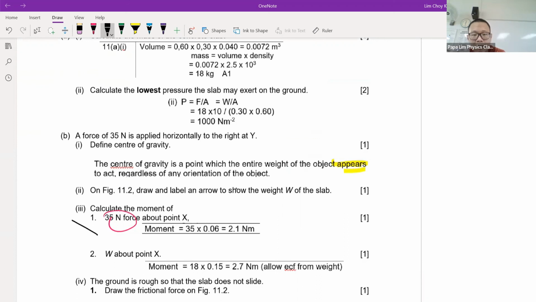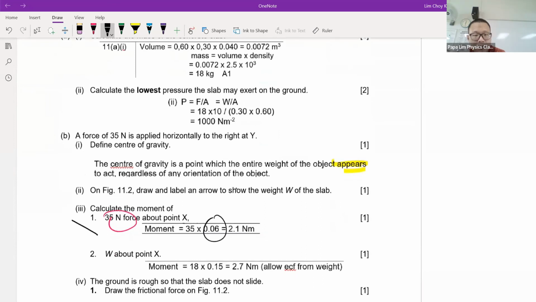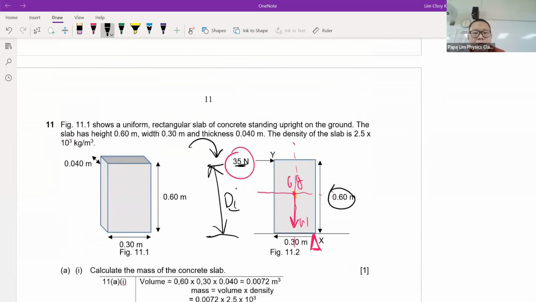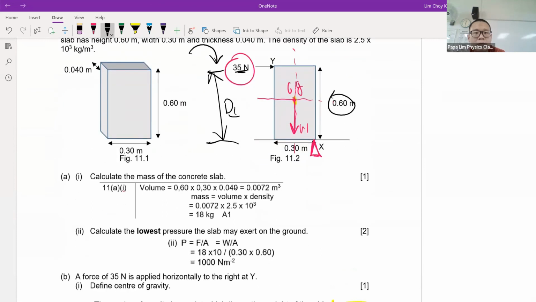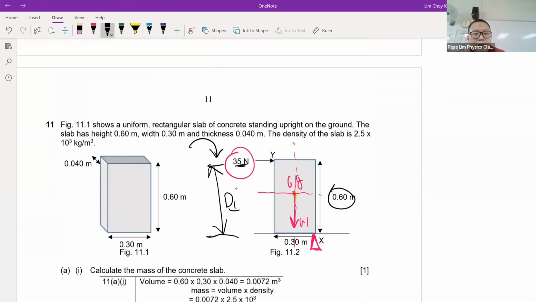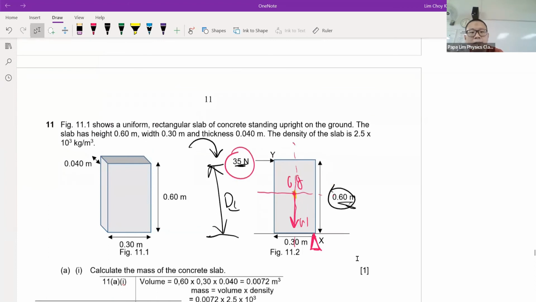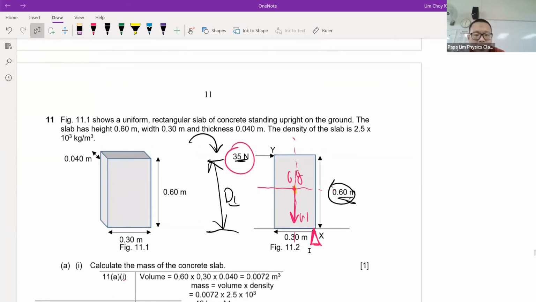Take note of the common booby trap, 60 cm, 0.6 meter. Take note of the formula, about X. I think I made a mistake here. Maybe it should be not 0.6, it should be 0.60. My mistake. So take note of this. If you look at the question, it should be 35 times 0.6, and the answer should be 21 Newton meter. Why? Because the perpendicular distance is 0.6 meter, it's not cm.